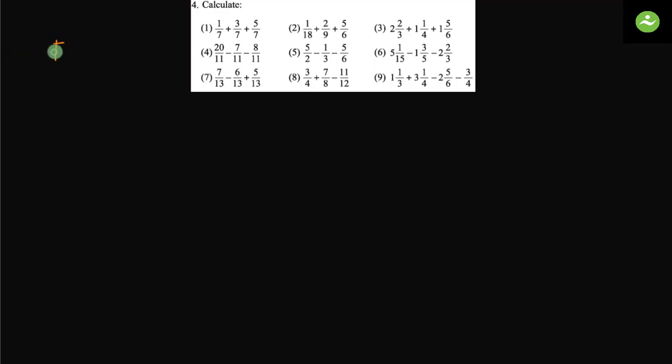Exercise 6A. How many problems are here? 1, 2, 3, 4, 5, 6, 7, 8, 9. 9 problems. Maybe we won't be able to solve all, but we will try as many as possible. We can solve. Let us start with number 1.